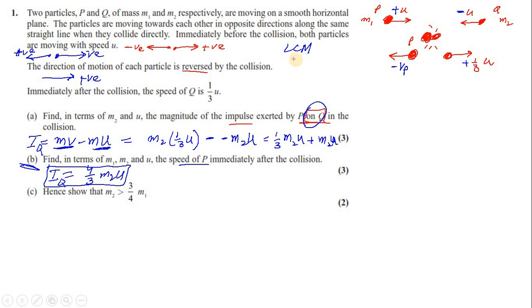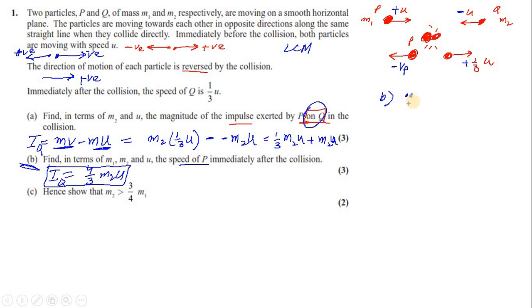Total momentum before collision is equal to total momentum after collision, or, because we have already found the impulse, we can use this impulse to figure out the velocity of P. The idea is we know the impulse of P, I'll do it here, part B.